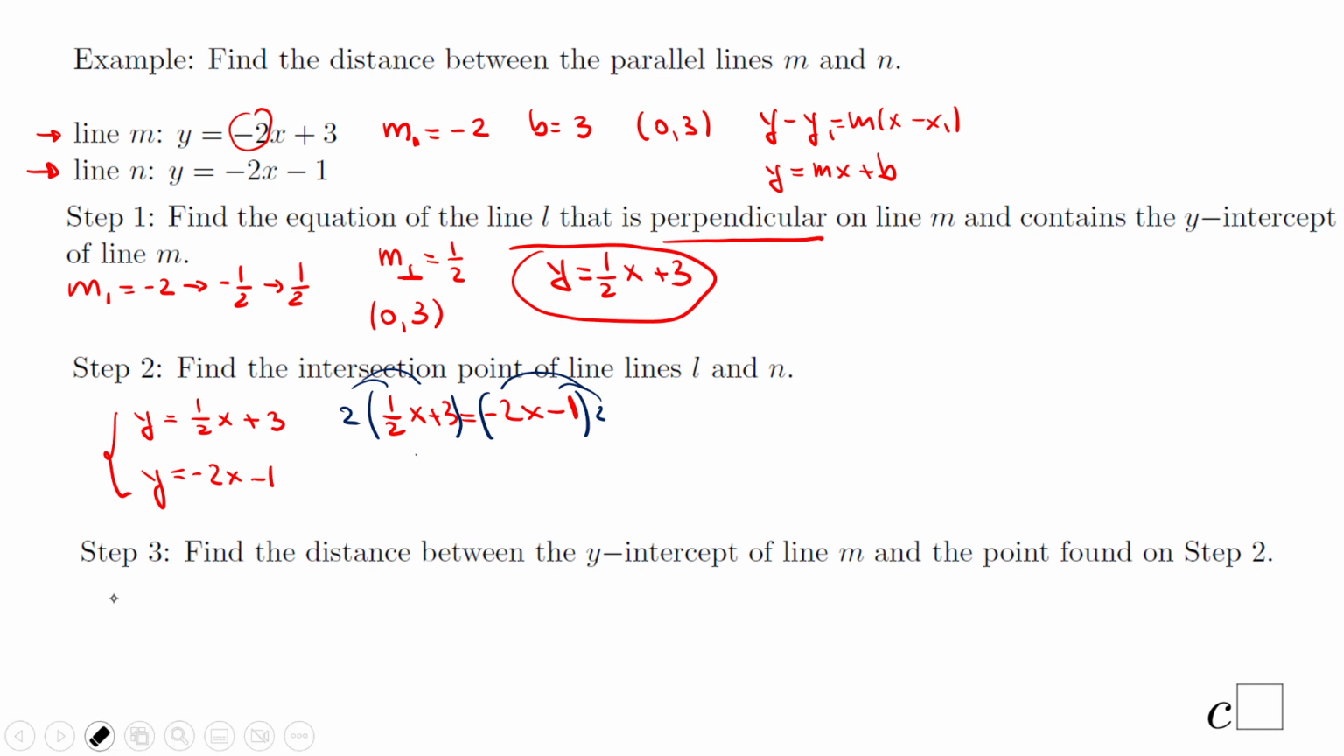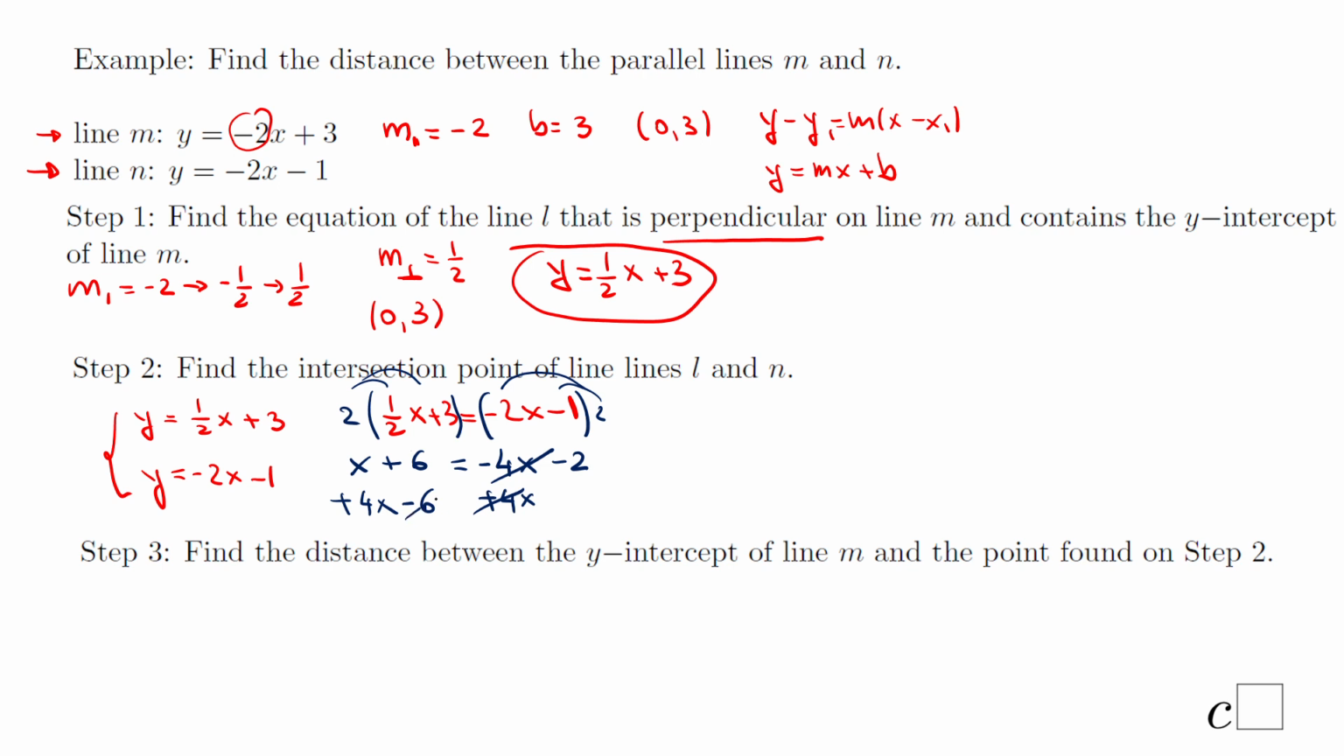So we have 2 times 1/2, that is 1x. And 2 times 3, that's the mistake, 6 here. And the other side was correct, negative 4x minus 2. So like I said, here I'm going to add 4x on both sides to get rid of the minus 4x. Of course, this is not the only way to do it.